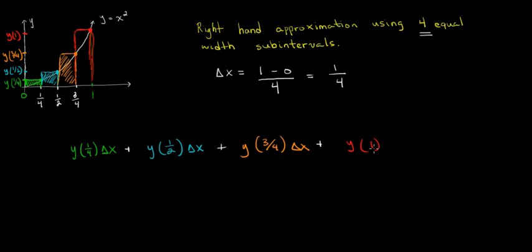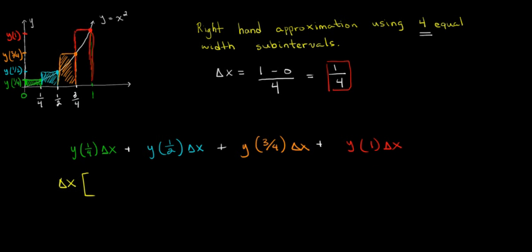And notice again that they all have a delta x in common. And that's okay because here delta x is of equal width. Every single delta x that we're talking about is 1/4. So we can actually factor out a delta x, and I'll go ahead and do that. Let me actually just factor out a delta x on this side.